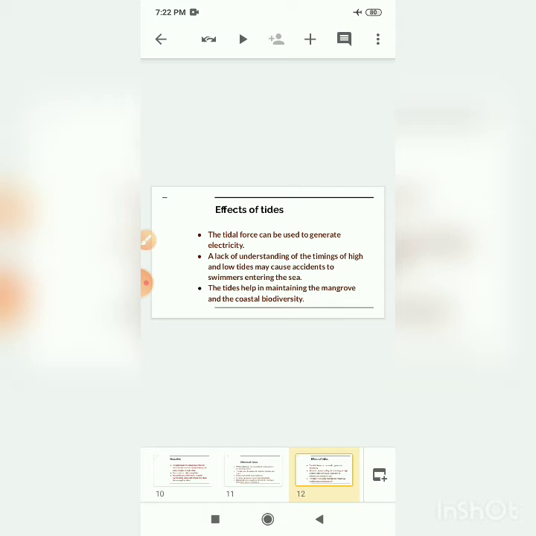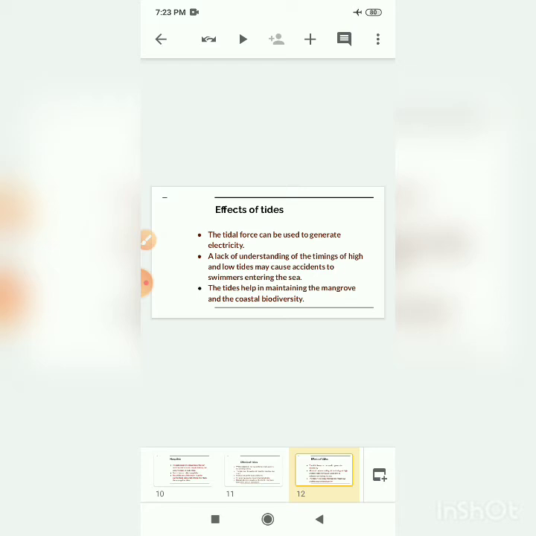So it can be used to generate electricity. Next, a lack of understanding of the timings of high tide and low tide may cause accidents to swimmers entering the sea. So before entering the sea, we should have a clear idea whether it is high tide or low tide. So lack of understanding may cause accidents to swimmers. Okay, so this we have to keep in mind.